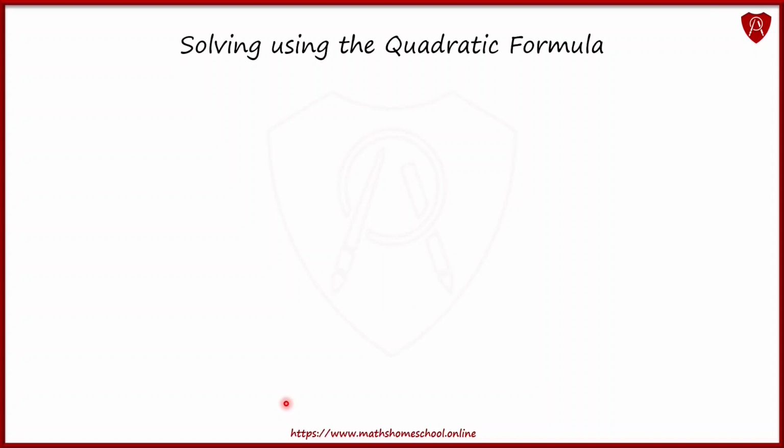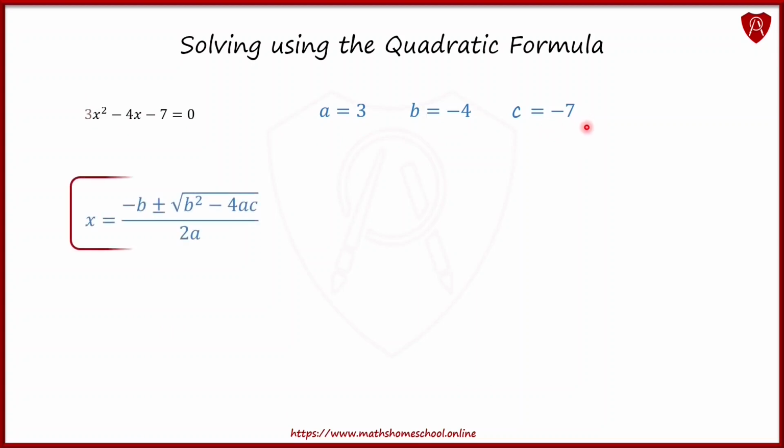Using the quadratic formula, 3x squared minus 4x minus 7 is equal to 0. The coefficients are 3, negative 4, and negative 7 respectively. And here is the quadratic formula. It may look intimidating at first, but trust me, with regular use, you should be able to remember and apply it with ease. Let's practice.